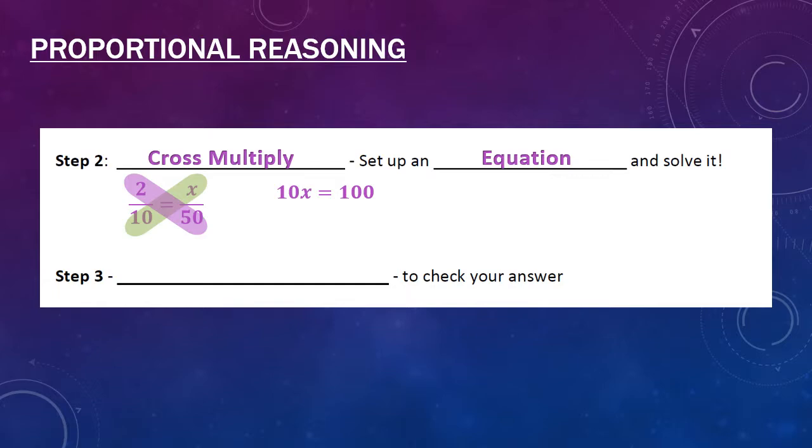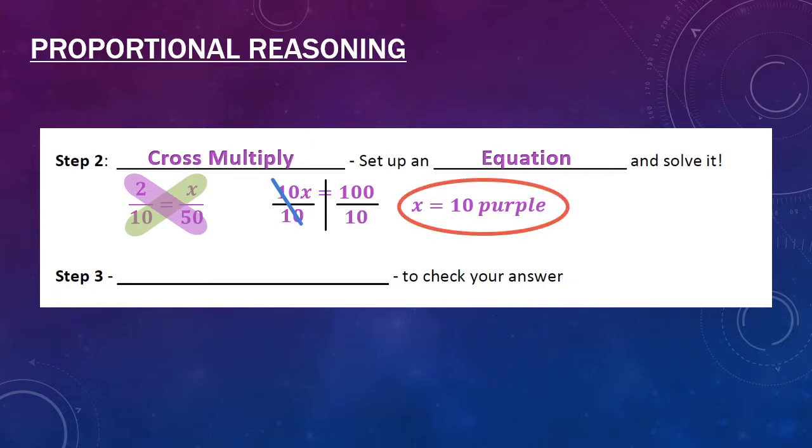You guys all know how to solve equations. It's multiplication, so I'm going to divide to solve. Whatever I do to one side, I got to do to the other. I'm dividing by the number next to the x. Divide both sides by 10. The 10 goes away on the side of the x. 100 divided by 10 gives me 10. So my answer equals 10 purple. So I'm saying that out of 50 Skittles, I'm going to have 10 purple.